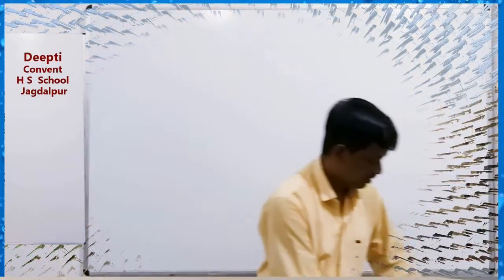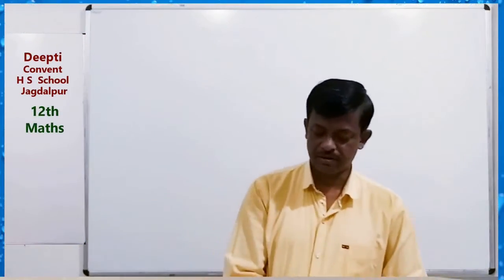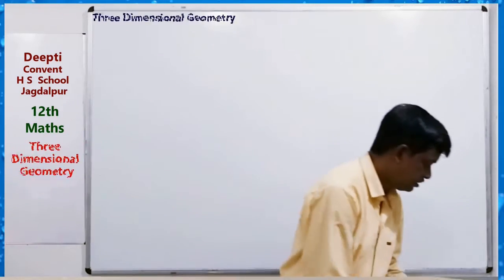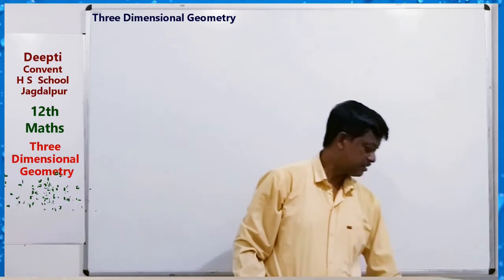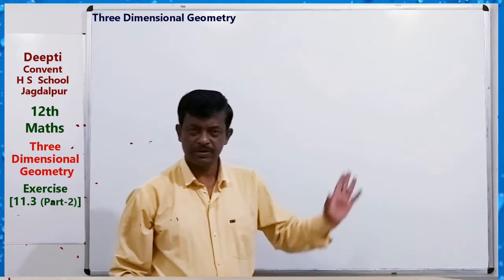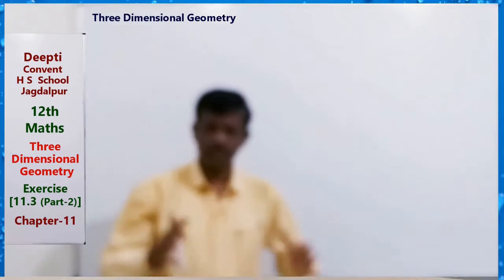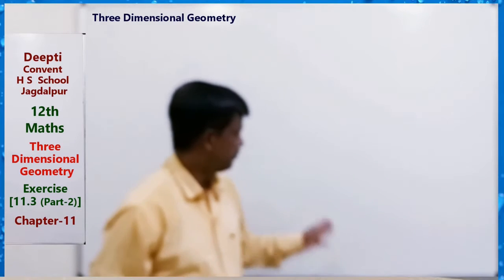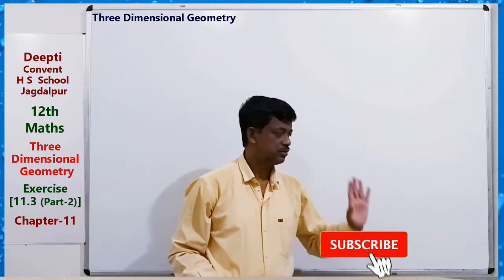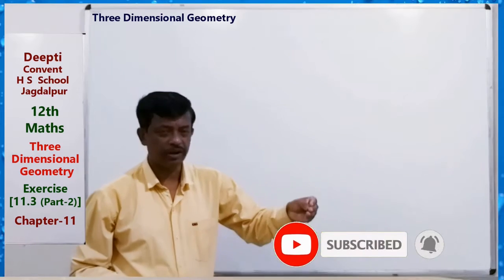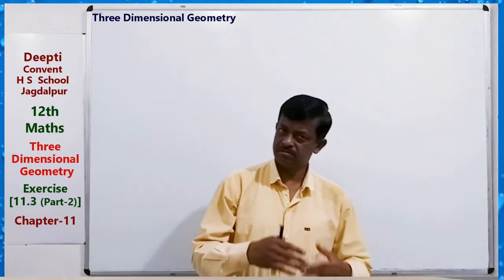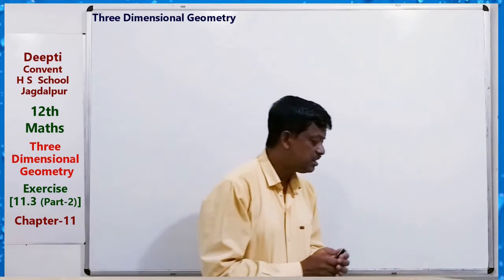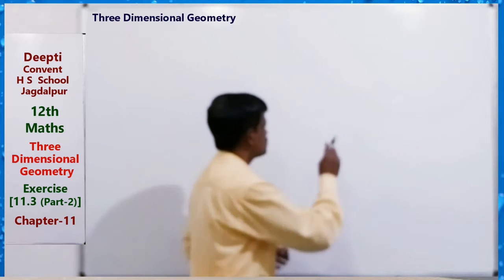Hello dear students, today I will discuss different forms of planes in the three-dimensional geometry chapter. In the previous class we have seen that the equation of a plane can be found in three forms. First is the normal form, second is passing through a point and perpendicular to a direction, and third is passing through 3 points. Now, the intercept form of the equation of a plane.